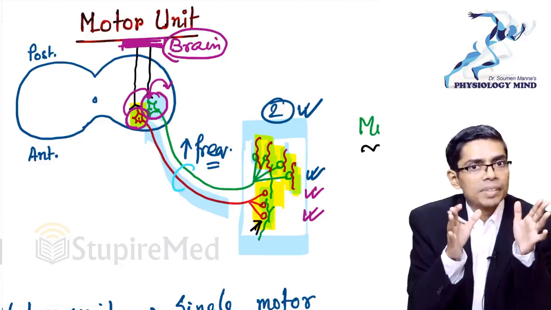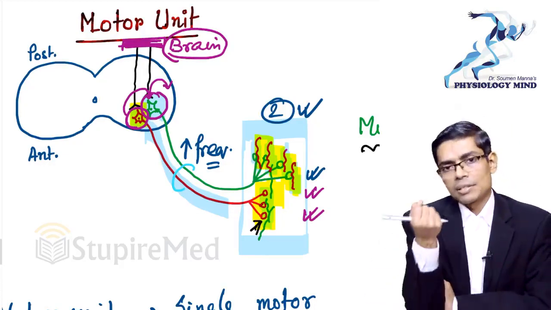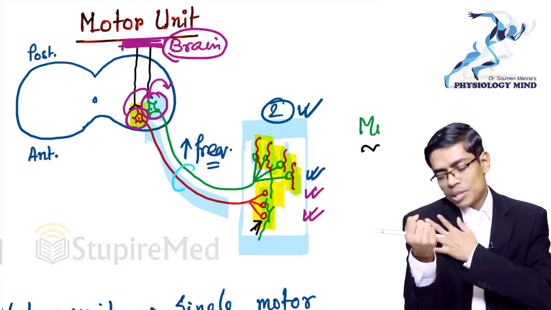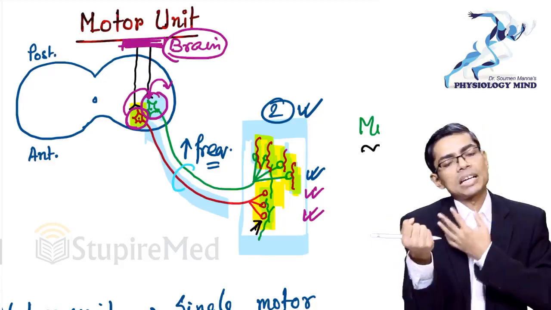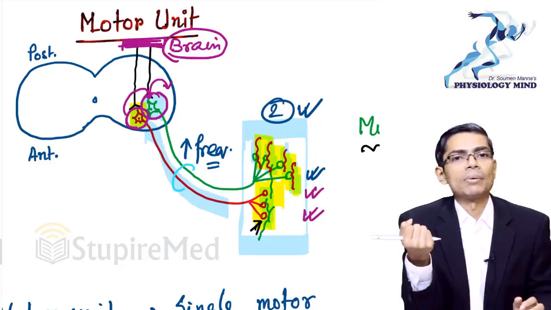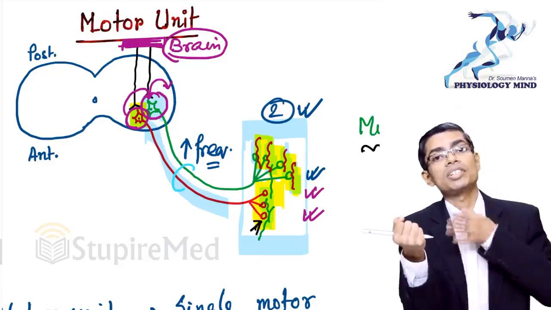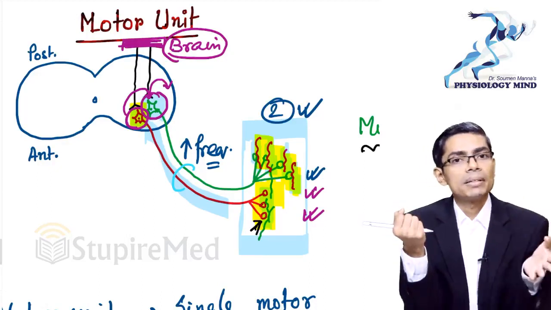Getting my point or not? Okay, what I told, again I am explaining. Suppose I want to lift this hand. I have suppose 100 motor units. Suppose I have recruited all of them, but still I am not able to lift my hand. What will I do? I can increase the frequency of discharge in the motor neuron. What will happen?